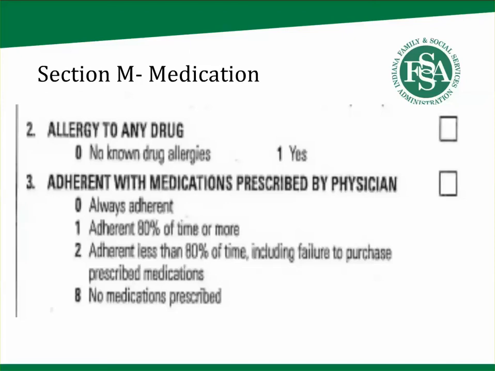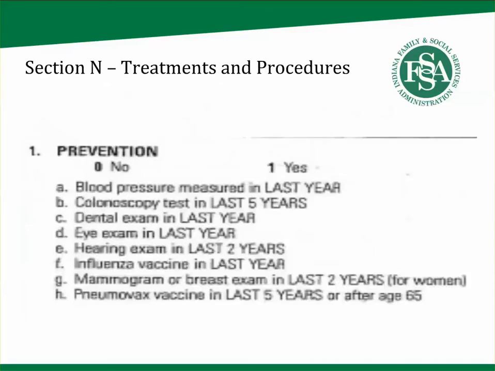This next section here, M2 and M3, this looks at an allergy to any drug, and this only includes drug allergies, not food allergies, so keep that in mind. And then M3 looks at adherence with medication prescribed by physician, and this one here is really just prescription drugs, so it does not include over-the-counter medications or any herbal or natural drugs, only medications prescribed by a physician, a nurse practitioner, or a physician assistant. So keep that in mind.